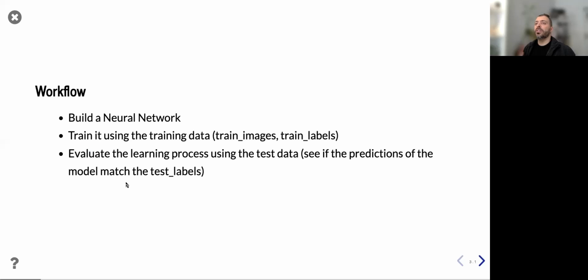Now, let's see what the workflow will be. The idea is that we have the data. Now we will build a neural network. Then we will train the network using this training data, so the images and the labels. And after we train it, we will evaluate the learning process using the test data.